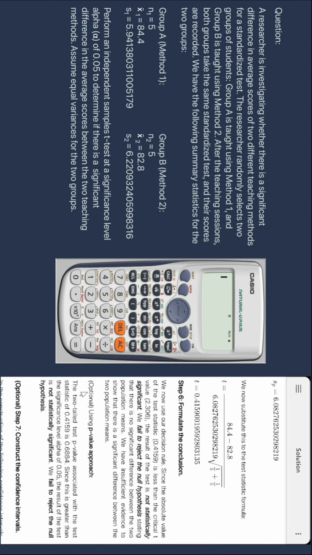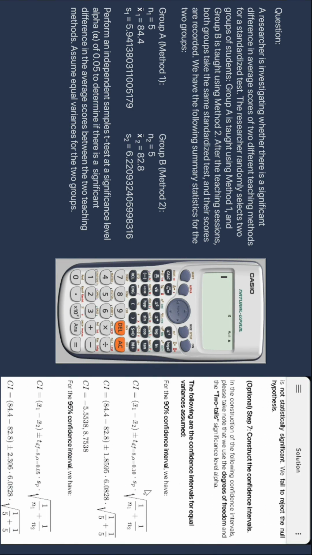We also included an optional part here where we conducted a p-value approach to test the significance of our result. So if the p-value is less than the significance level alpha, we reject the null hypothesis. Otherwise, we fail to reject it. In this case, since p is greater than the significance level alpha, we fail to reject the null hypothesis. Again, take note that this result is always the same as with the critical value approach that we have conducted in step 6.